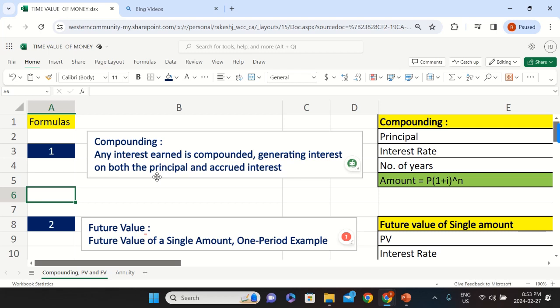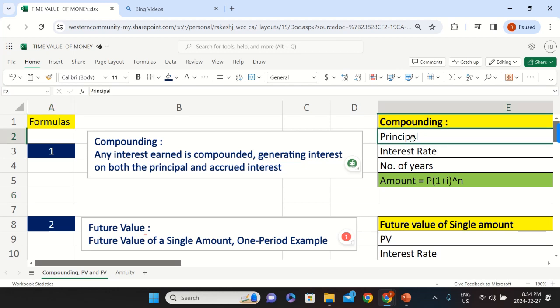Okay, I'm going to start with the compounding, how the compounding can be calculated. Compounding is interest on interest. The interest earned is compounded, generating interest on both the principal, which is the money invested at the very beginning, plus interest on that amount.